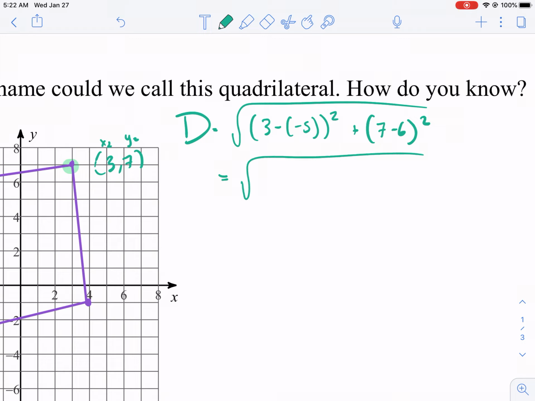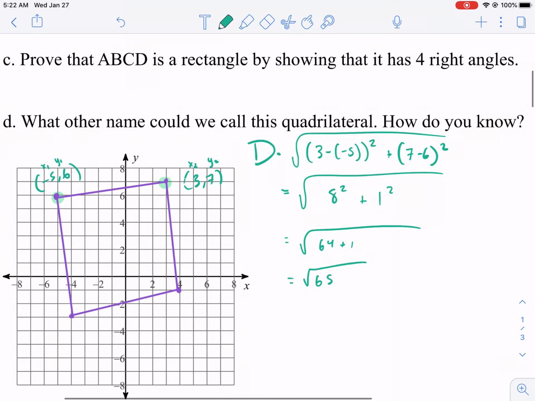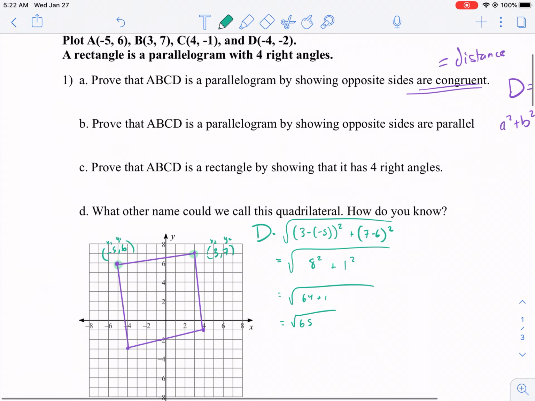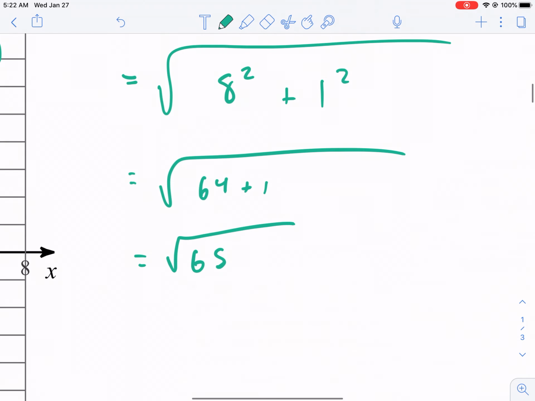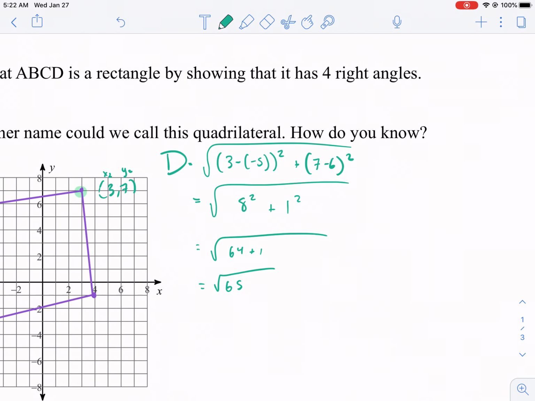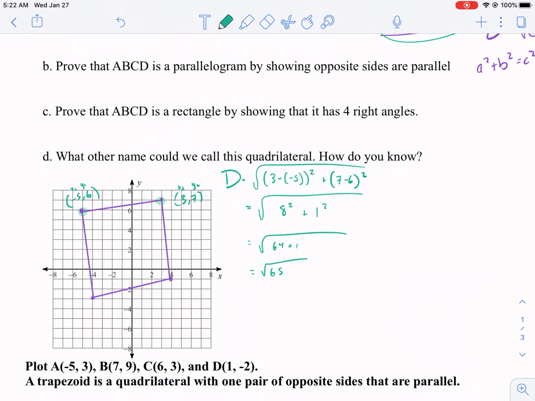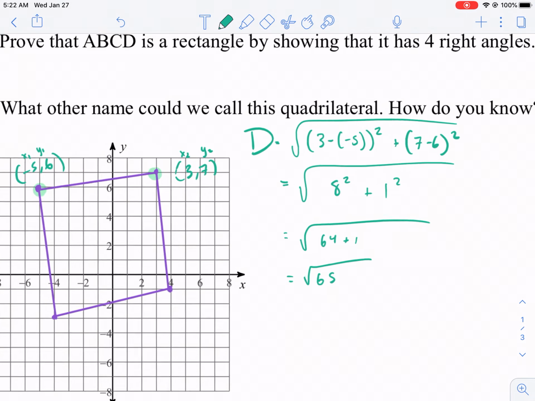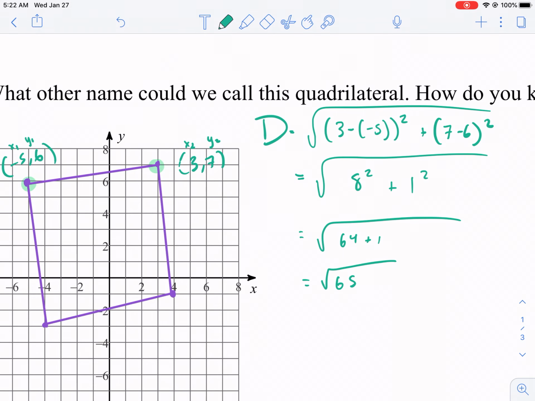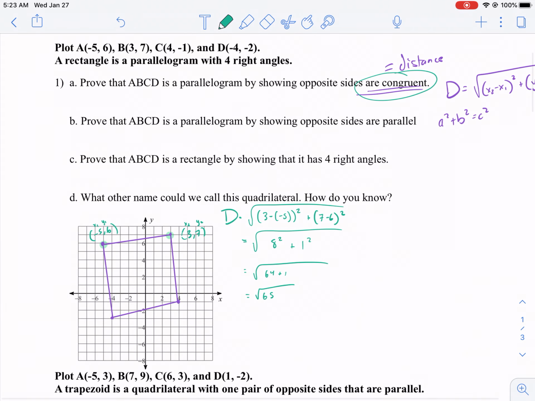Now we're just simplifying from here. So we have the square root of 3 minus negative is plus, so that's 8 squared, plus 1 squared. So we have the square root of 64 plus 1 equals the square root of 65. Now, since we're just trying to see if they're congruent, we don't need to simplify this any further. I can make another video for simplifying square roots a little bit later on, but we just need to know if all these other sides are also square root of 65. Okay, so that being said, let's go ahead and take a look at the next side.